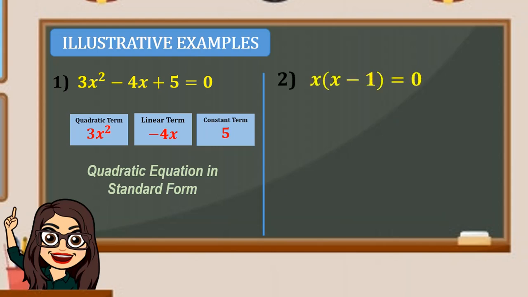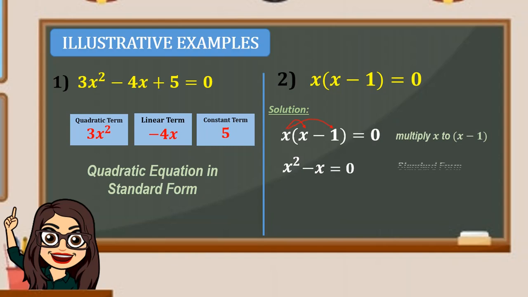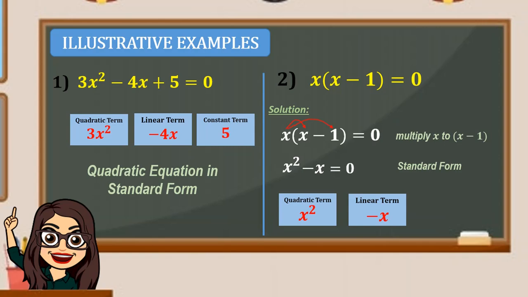Example number 2. The given is x times x minus 1 equals 0. For the solution, we're going to multiply x to x minus 1. So x times x is x squared. x times negative 1 is negative x, and then equals 0. So it is now written in standard form. x raised to 2 is our quadratic term. Negative x is our linear term. And as you can see, we don't have the value for the constant term. So our constant term is equal to 0.